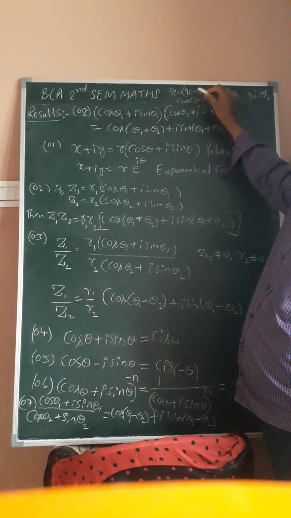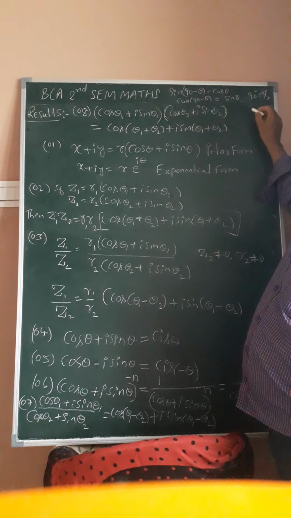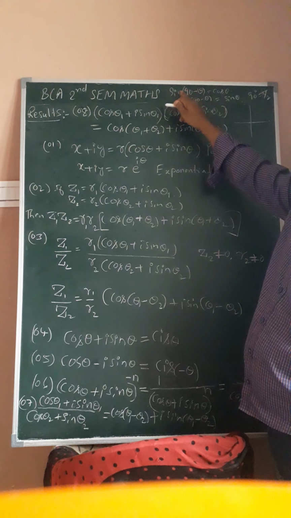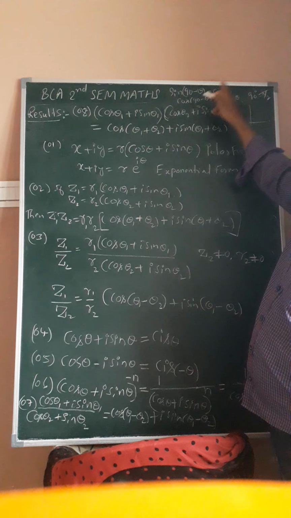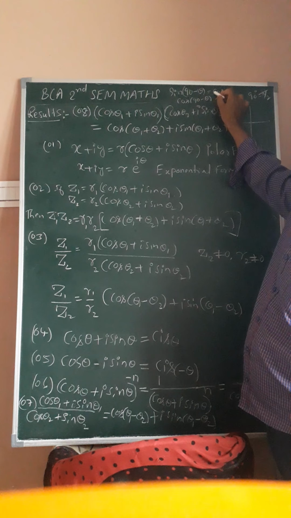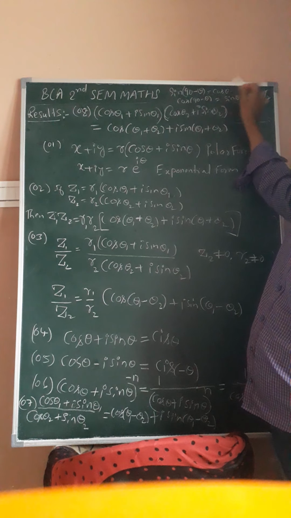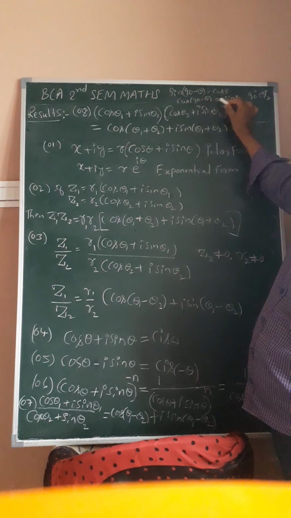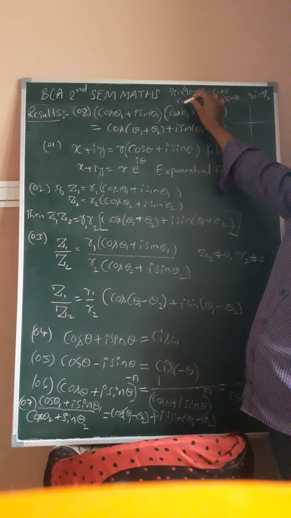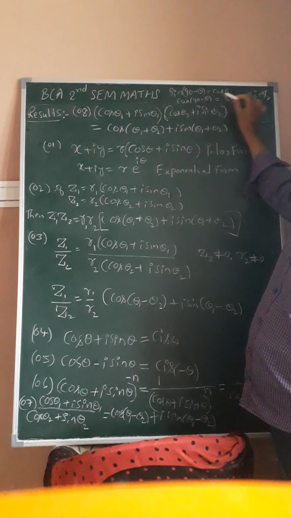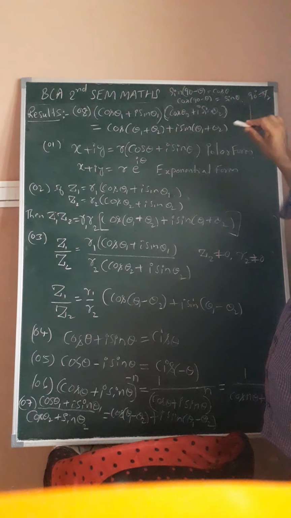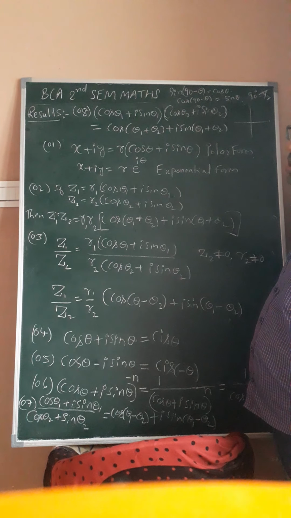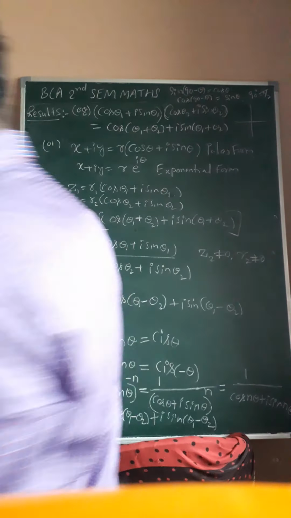Next, in trigonometry, 90 minus theta is in the first quadrant, so the trigonometric ratio sine changes to cos, without the sign changing: sine of 90 minus theta is cos theta only. Cos of 90 minus theta is again sine theta. The sine ratio changes to cos and cos changes to sine. The angle 90 minus theta comes in the first quadrant. 90 degrees can be written as pi by 2 in radians. These are some results you can remember.